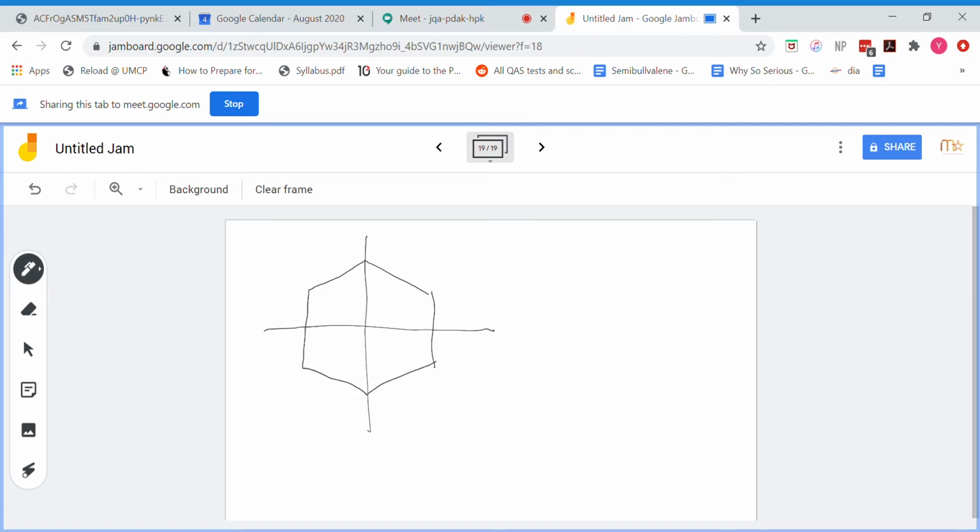Alright, so we have a hexagon. This length is half. So this length is 1 over root 3, right? And this length is 1 over 2 root 3. Alright, so we have a couple lengths. So let's see what we can do.